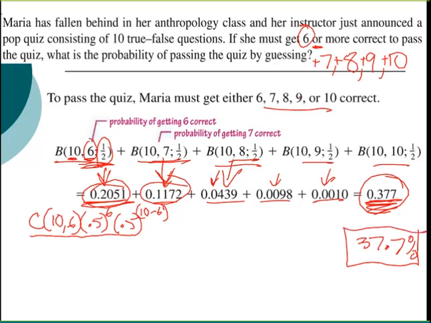So again, the key here is when you've got 6 or more or anything like that where you want to figure out multiples, you find the individual probabilities and then add them together to get your overall probability of that overall occurrence happening.